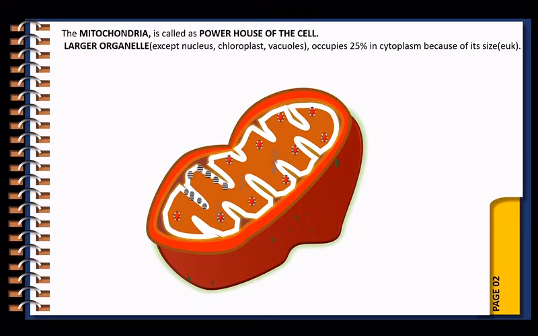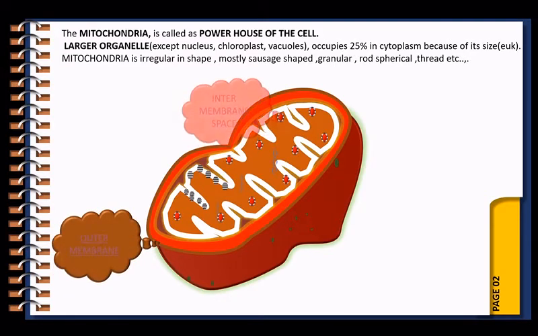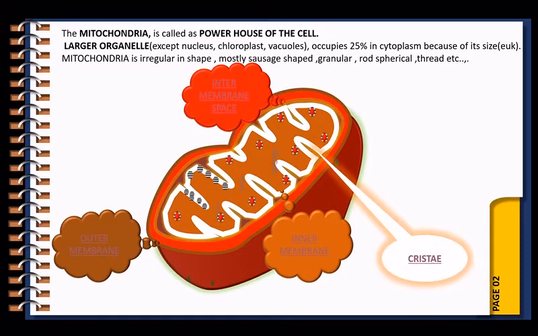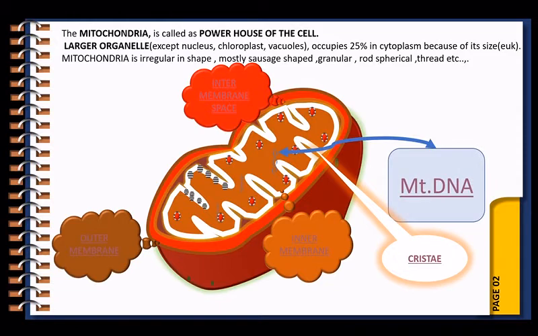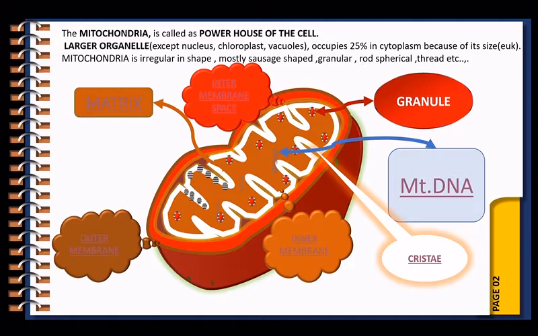Mitochondria is irregular in shape, mostly sausage shaped, granular, rod, spherical, thread, etc. Of course, it is based on the cell and cell cycle. And here you can see the mitochondria. It has an outer membrane, intermembrane space, inner membrane, and the folding space is known as cristae. And it has mitochondrial DNA, granules for storage purposes, and cytoplasmic matrix where many enzymes are present, and it also has ribosomes. Because it has DNA and ribosomes, it can self-replicate. Now we can see about these one by one.